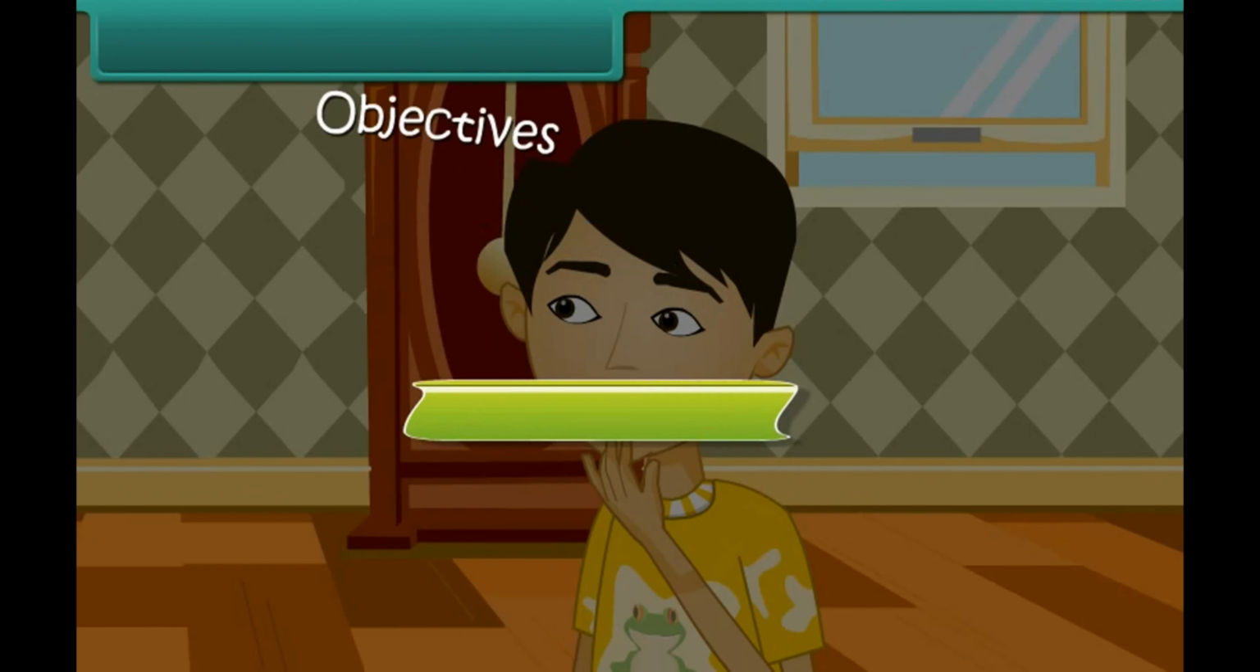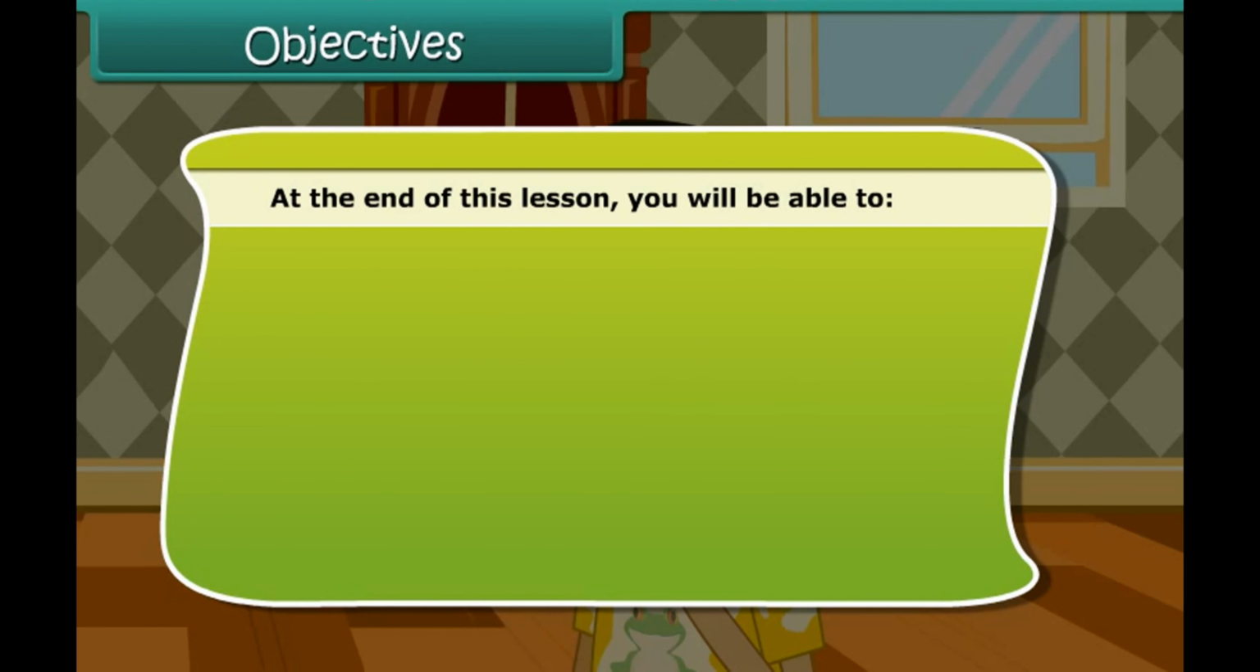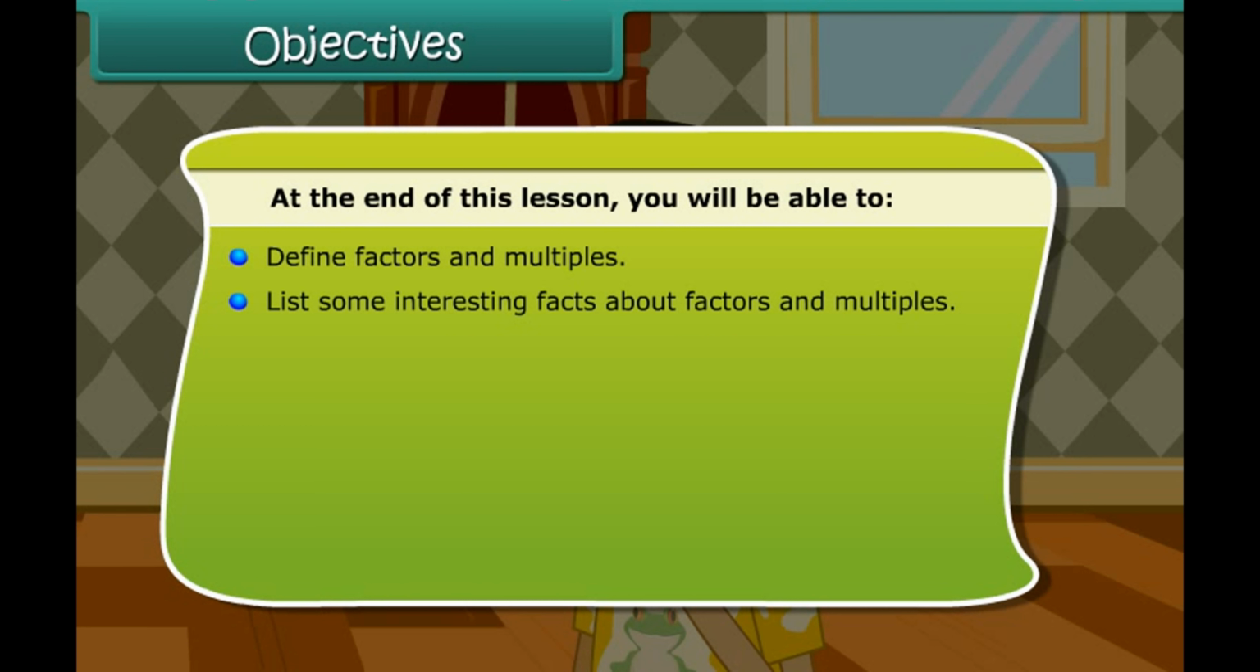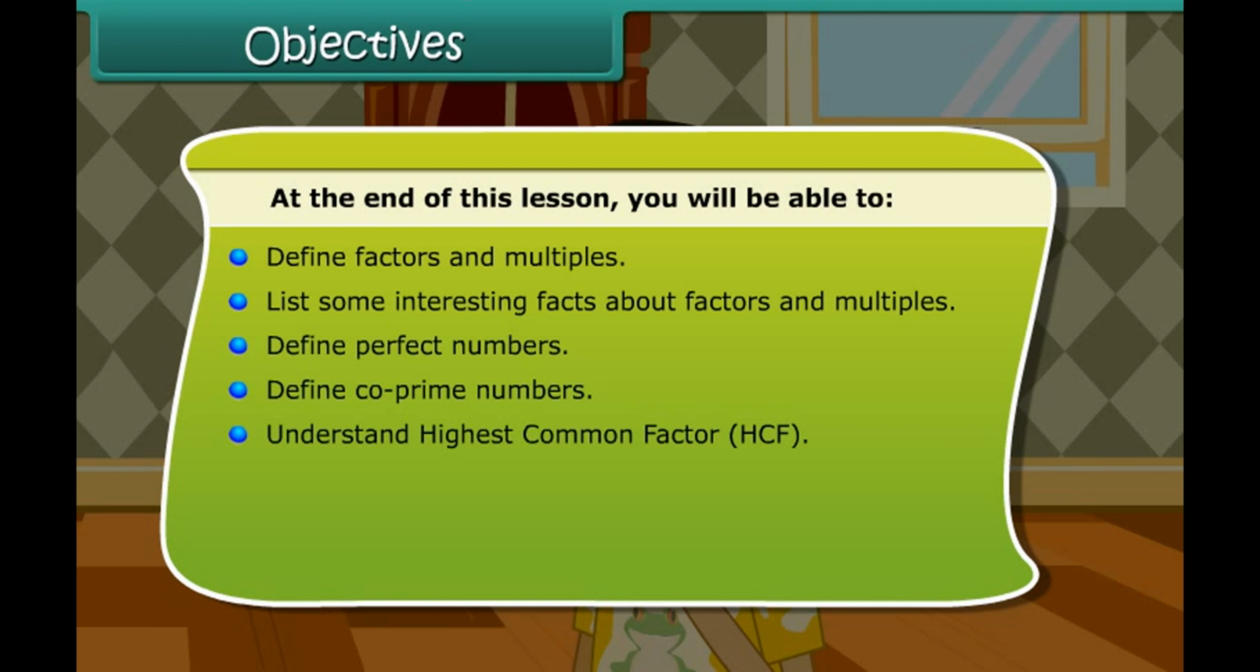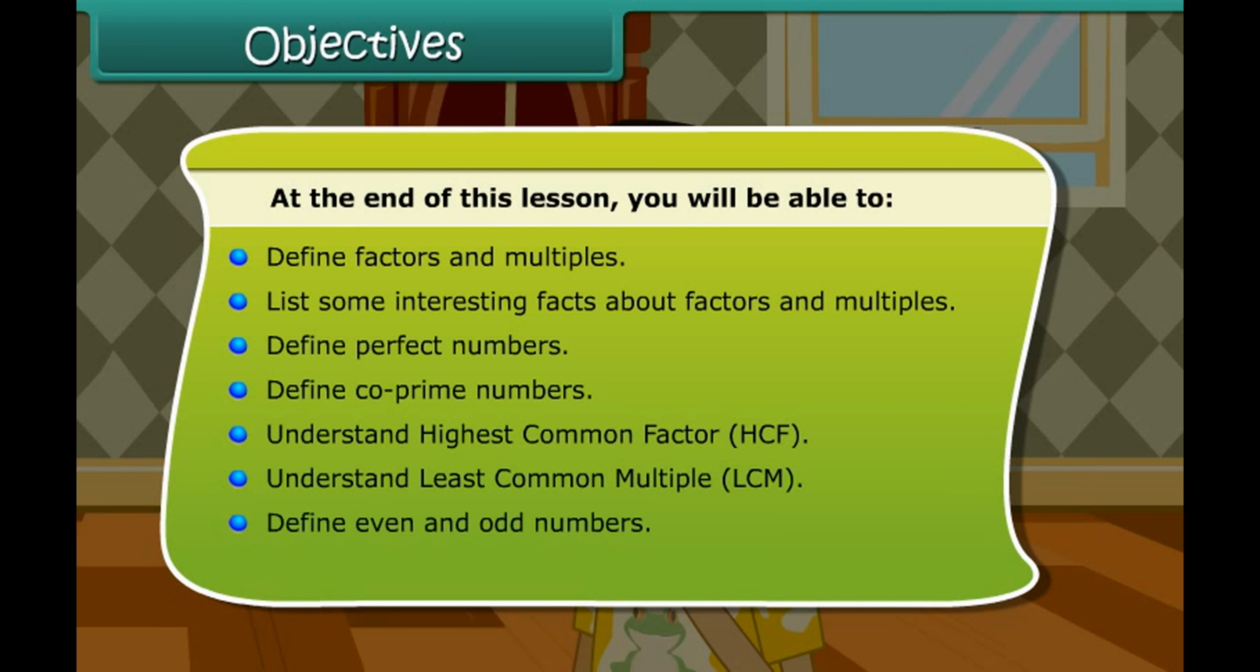Objectives. At the end of this lesson, you'll be able to define factors and multiples, list some interesting facts about factors and multiples, define perfect numbers, define coprime numbers, understand highest common factor HCF, understand least common multiple LCM, and define even and odd numbers.